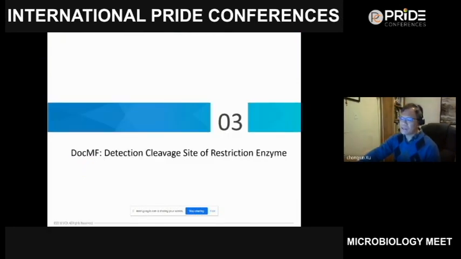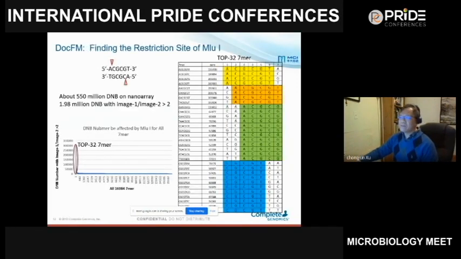So just for example, this is one example of the restriction enzymes. We are using one restriction enzyme as a proof of concept. We are adding MIU1. This is the restriction cleavage site of MIU1, and we got about 500 million DNBs. When we do the image 1 versus image 2 intensities, we use this as a threshold. We got 1.98 million DNBs containing these sequences. Because we already know the sequences for all the DNBs, we can analyze the features. What are the 1.98 million DNBs? What sequences are they?